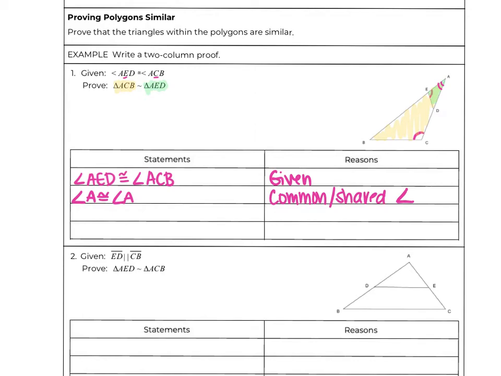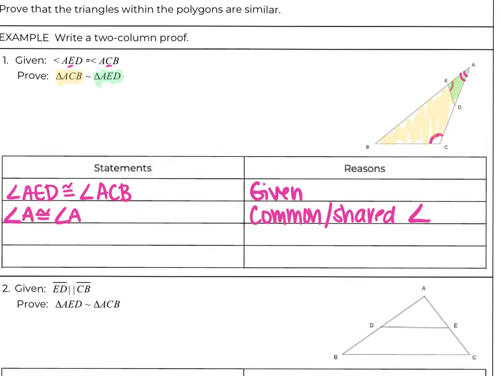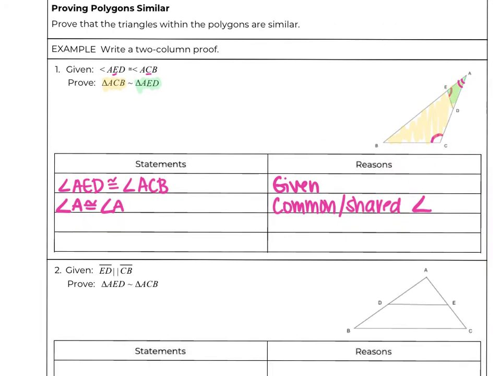All right, so now that means that we already have 2 angles within those triangles, so that is enough to prove them similar. So I would say my given triangle ACB is similar to triangle AED, and since we use 2 angles, that would be angle similarity.